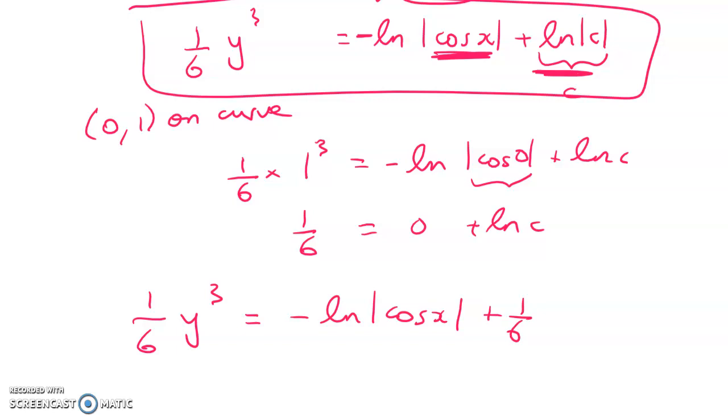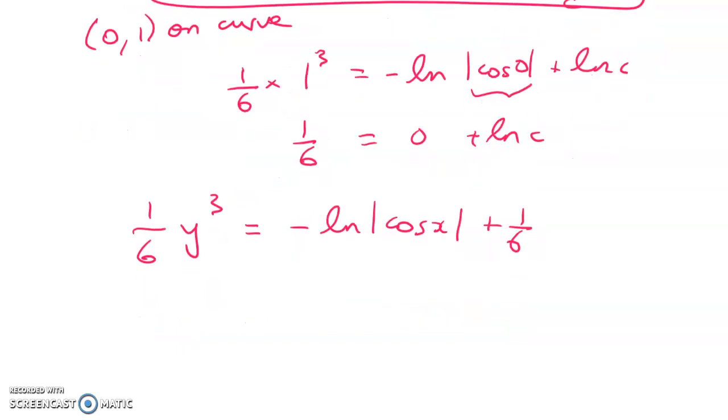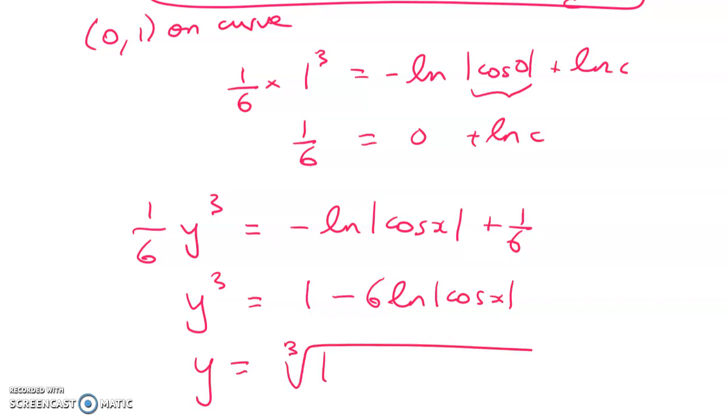Just checking that I haven't messed anything up. So now that looks good. I need to get an expression for y. So we're going to have y cubed is equal to 1 minus 6 log of cos x, giving me a final answer of y is equal to the cube root of this. So there you go.